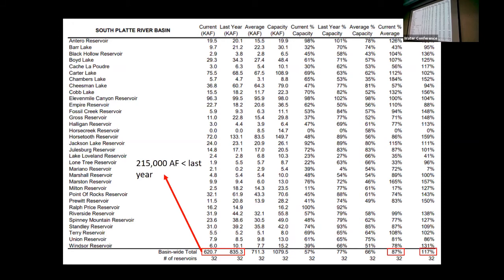If we compare the actual storage to last year's storage, there's 215,000 acre feet less water in storage in Colorado on the South Platte system than there was last year. So that's equivalent to about 8 feet in Lake McConaughey.